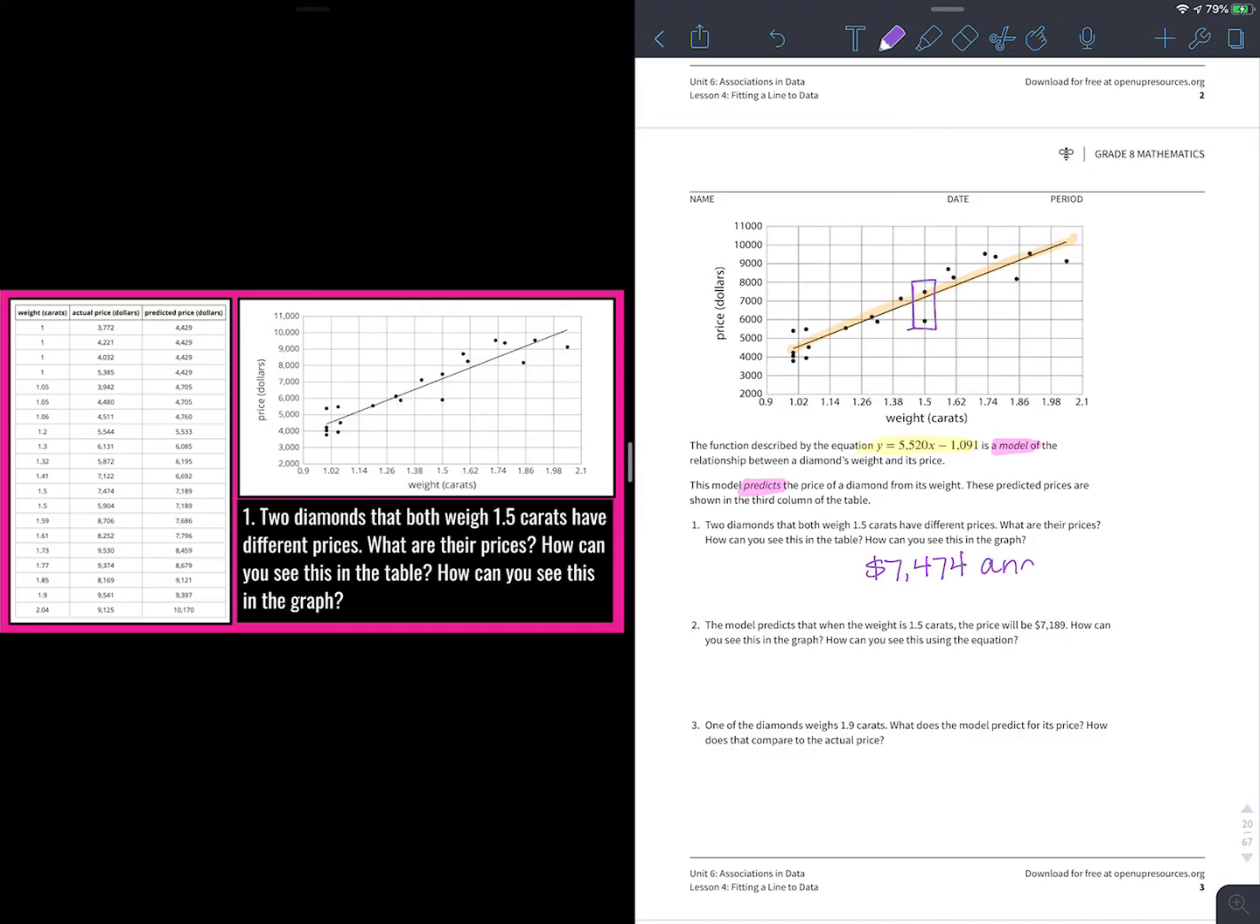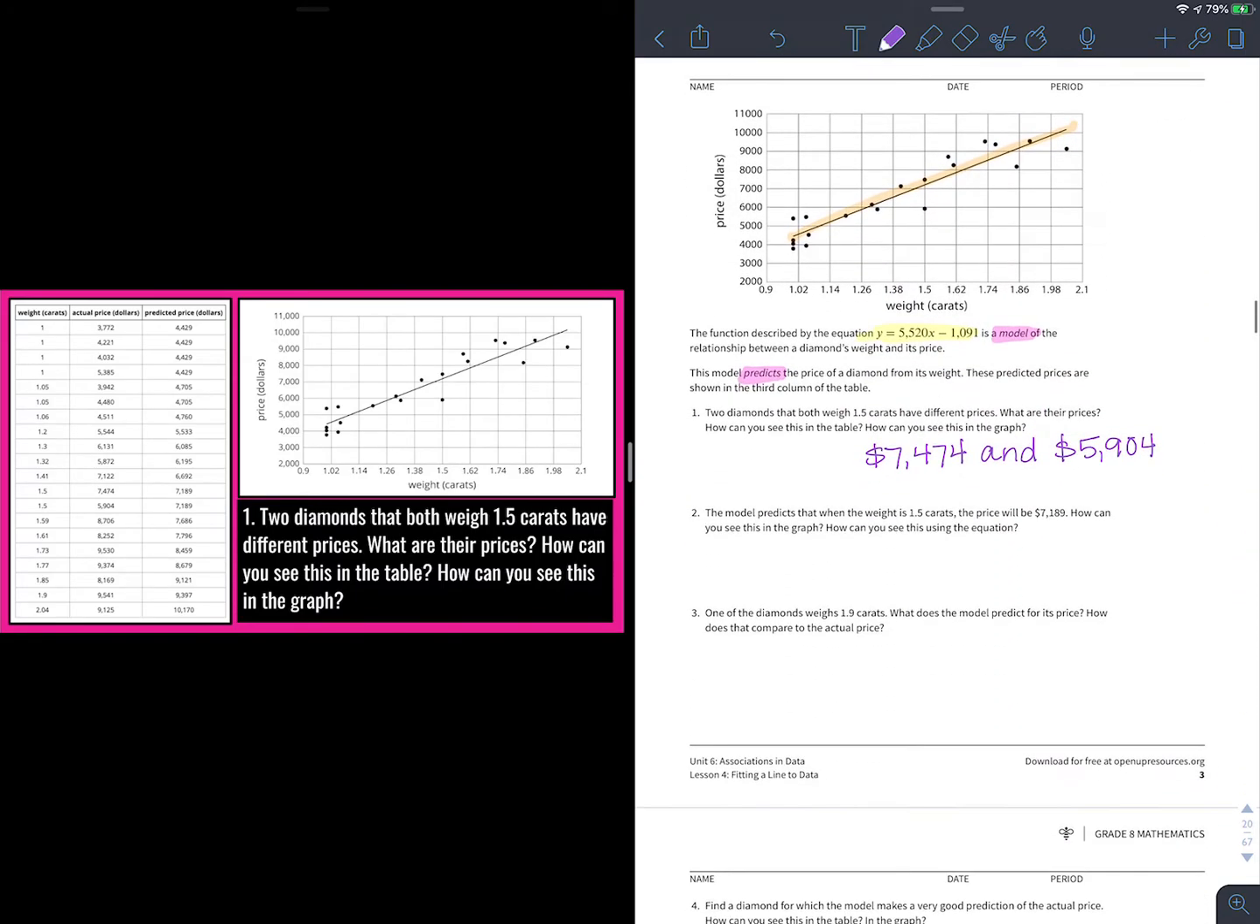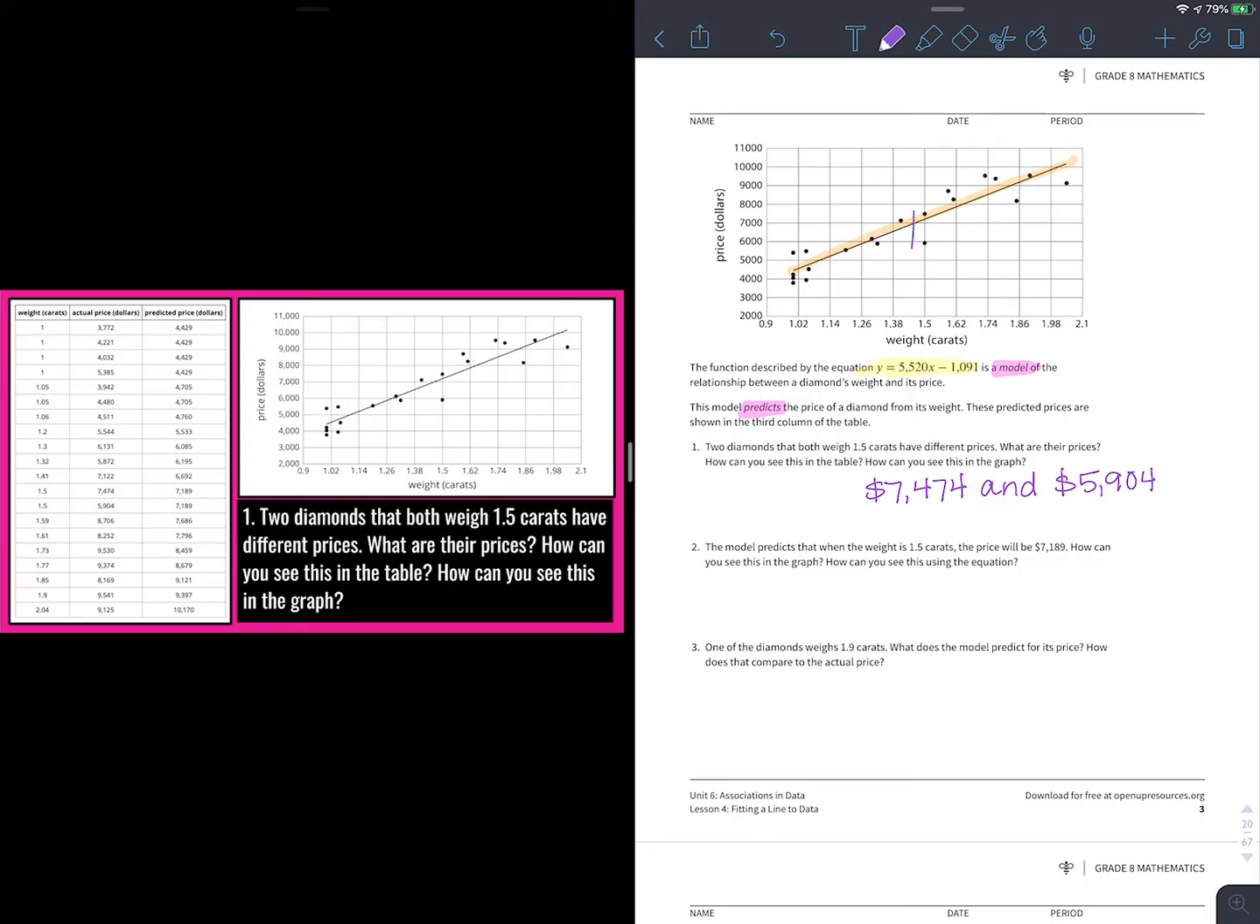And I think me boxing those is misleading, so I'm going to unbox that actually. Let me do this. Okay, so let's be more specific where I see them. So the 1.5 is the 7,474, and the predicted price, because that's really what we're looking at. Oh no, I was right. Never mind. I'm lying. Just kidding. I am going to box it again. Okay. We're good. I'm ahead of myself.